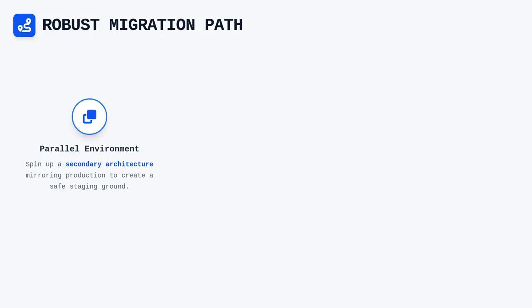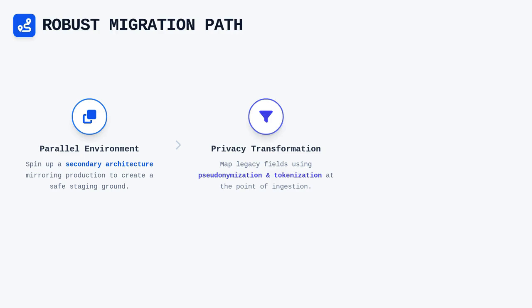A robust migration path requires creating a parallel processing environment rather than attempting to modify the live production system directly. By spinning up a secondary architecture that mirror images the original, you establish a staging ground where you can validate the transformation of data under realistic constraints. You should develop extraction pipelines that map legacy fields to new privacy-compliant structures, ensuring that sensitive identifiers are pseudonymized or tokenized at the point of ingestion.